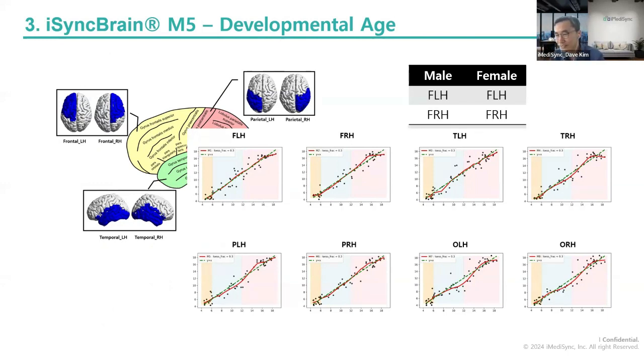In the same manner, the brain develops like this: the frontal lobe, temporal lobe, parietal lobe, and occipital lobe develop rapidly before age 20. Using that kind of rapid development in the child and adolescent period, we can make a biomarker of each brain area.